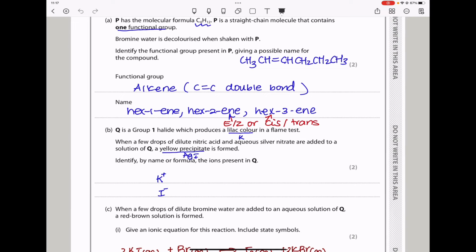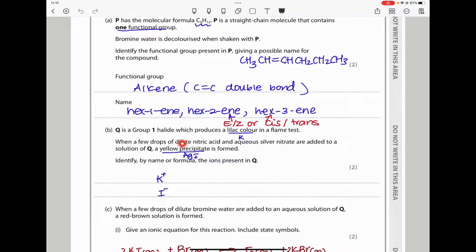In part B, Q is a group 1 halide which produces a lilac color in a flame. When a few drops of dilute nitric acid and aqueous silver nitrate are added to solutions of Q, a yellow precipitate is formed. They say identify by name or formula the ions present.